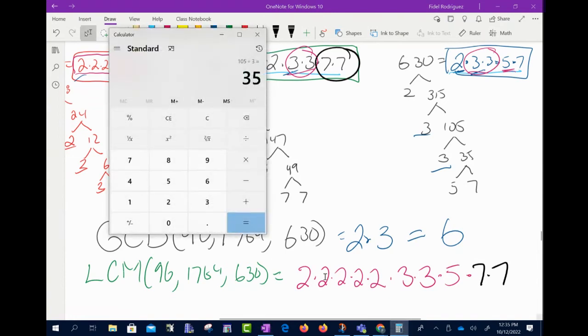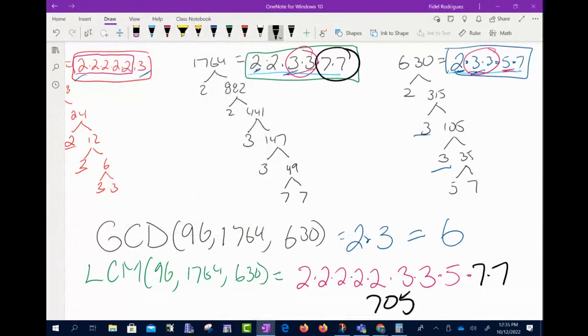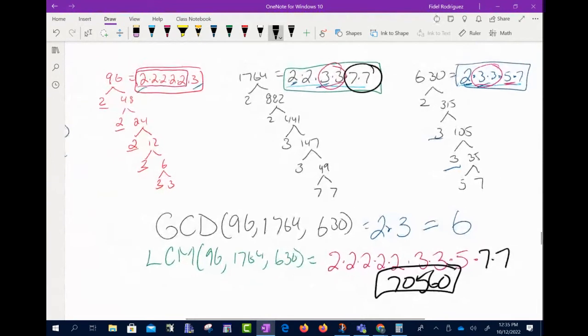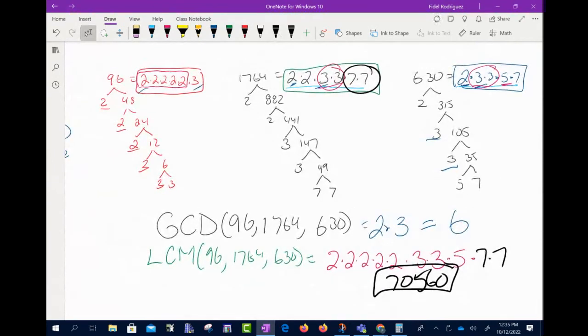So I got 1, 2, 3, 4, 5 2s. So 2 times 2 times 2 times 2 times 2 is 32, times 3 times 3 times 5 times 7 times 7 again, 70,560. And that right there, y'all, is going to be my least common multiple.